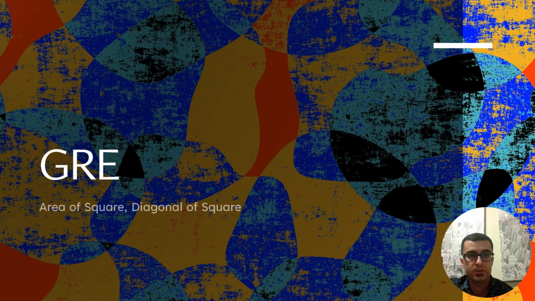Hello everyone. Today we are going to take a look at a GRE question, a sample question on area of a square and also diagonal of it. And this is one of the typical questions that you will face in the GRE exam.